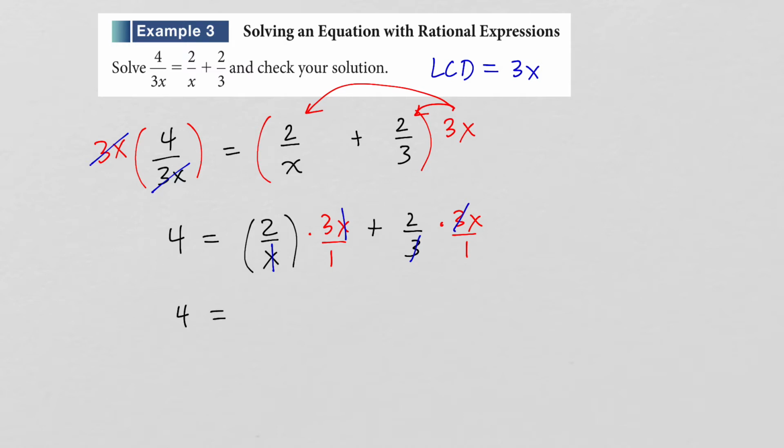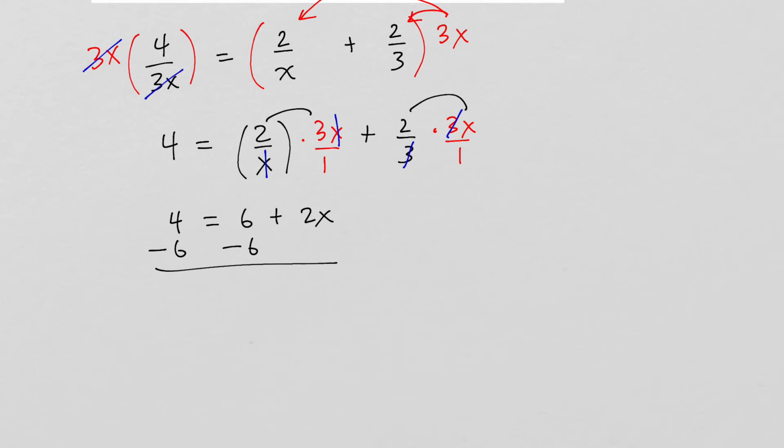So in the end, we have 4 is equal to 2 times 3, which is 6, plus 2 times x, which is 2x. And now we have a linear equation that we can solve pretty easily. And our final answer should be -1.